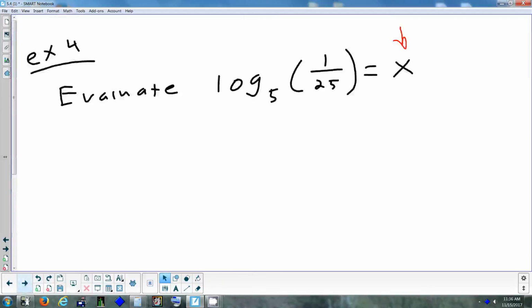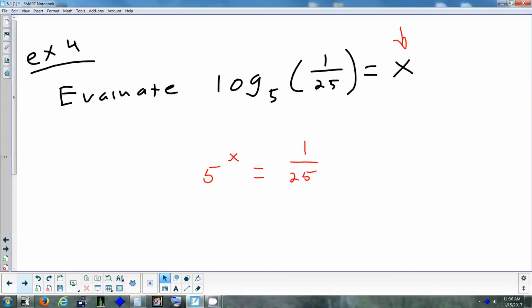Okay, so Julia, what's my base? 5. 5? What about my exponent? Not the 1 over 25. X, right? Logarithm always equals the exponent. The 1/25th, that's going to go on the other side by itself.